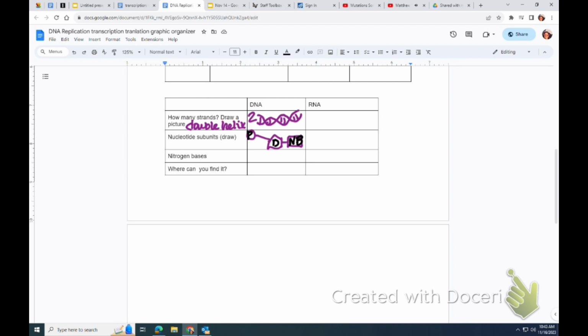The bases that can happen in DNA are adenine, thymine, guanine, and cytosine. These are apples and trees and cars and garage, right? And DNA is found in the nucleus. Remember, he's too big to leave. He can't fit out of the nuclear pores.